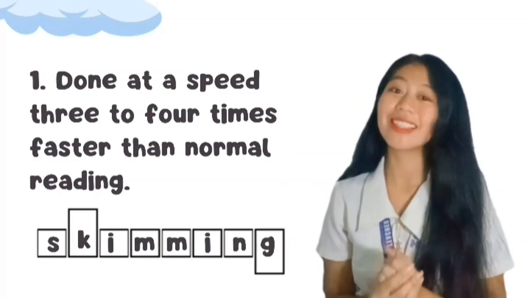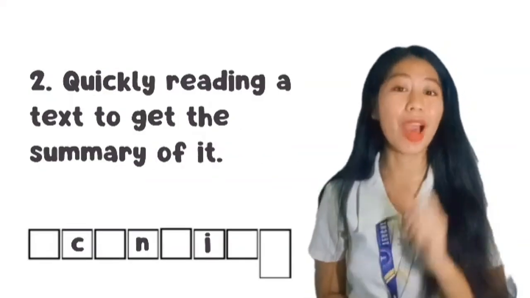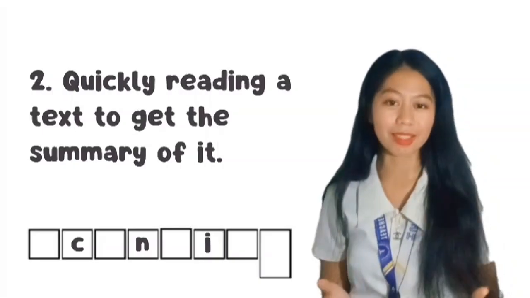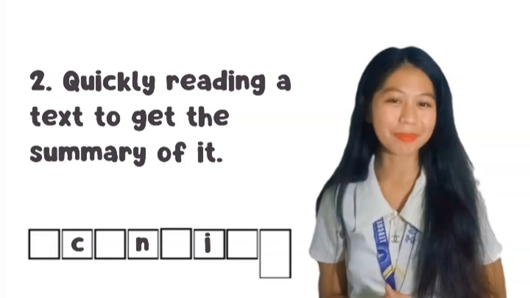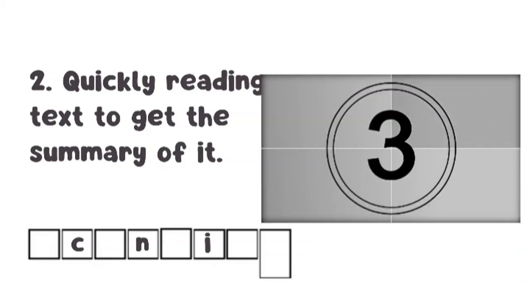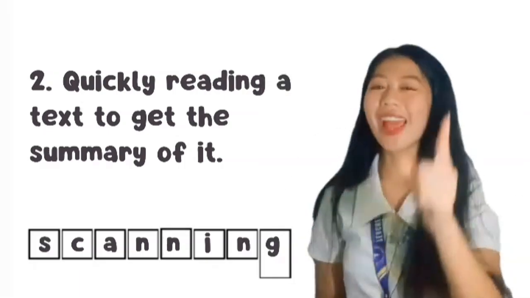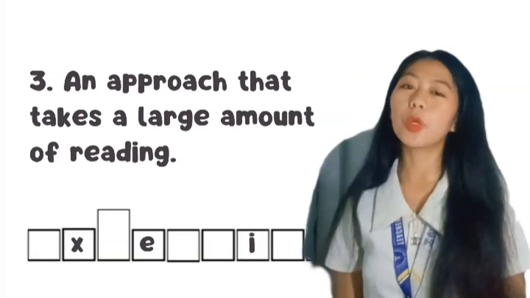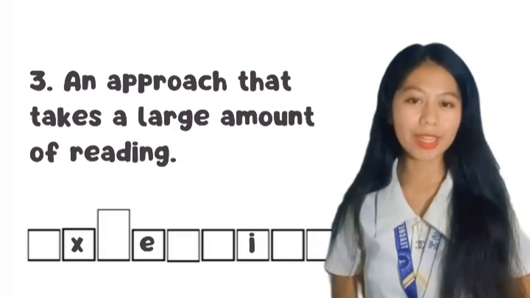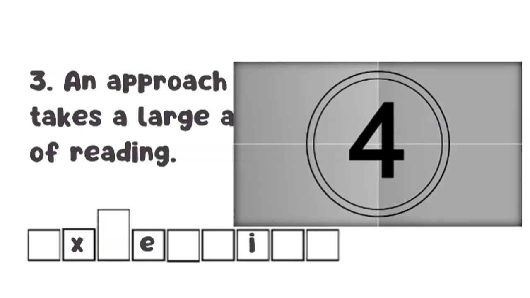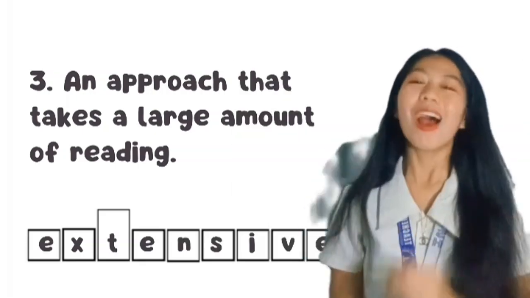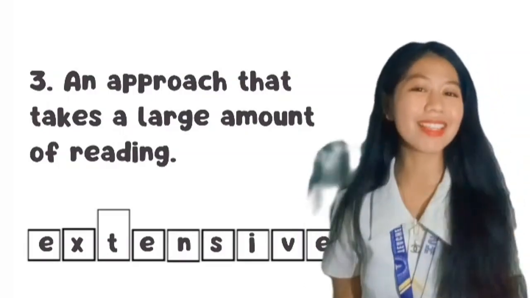Excellent! That is skimming. So how about number 2? Quickly reading a text to get the summary of it. What do you think is the answer? Correct! That is scanning. How about this one? An approach that takes a large amount of reading. Alright, that is correct. Extensive reading.